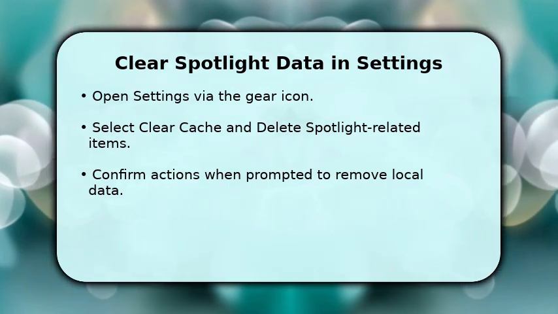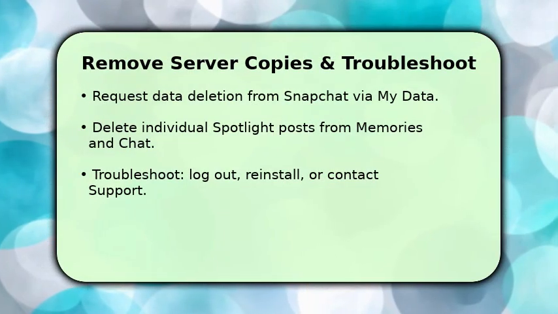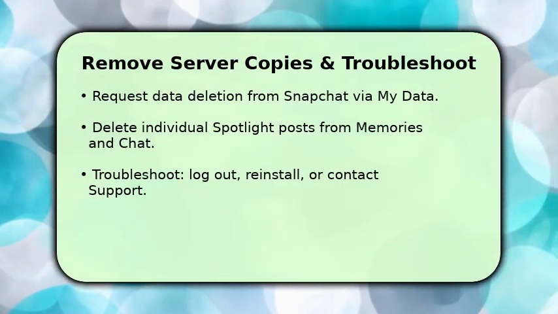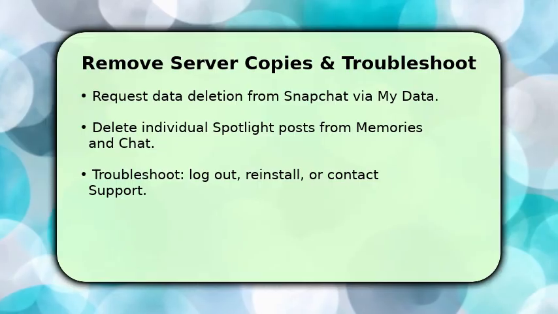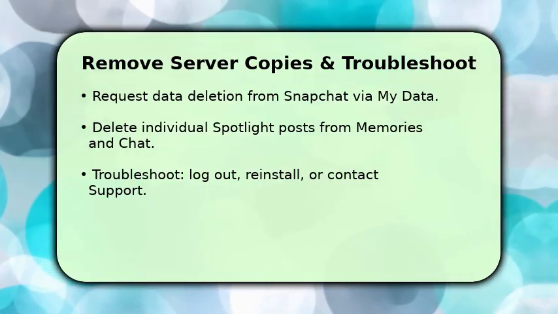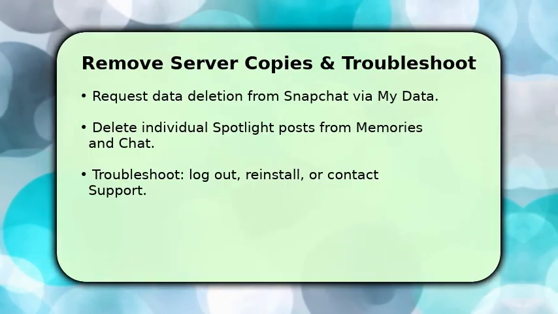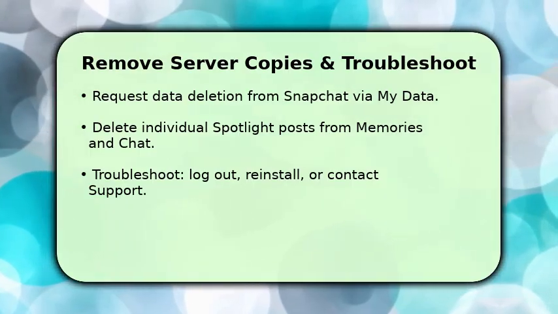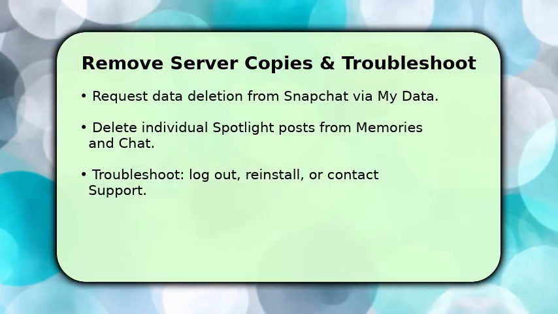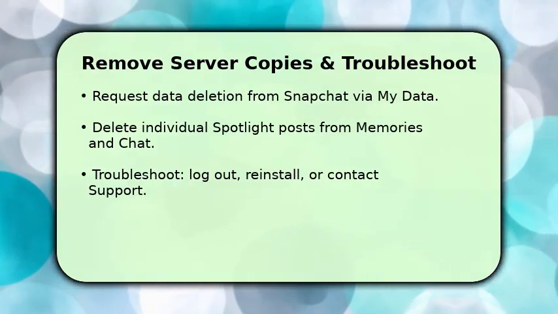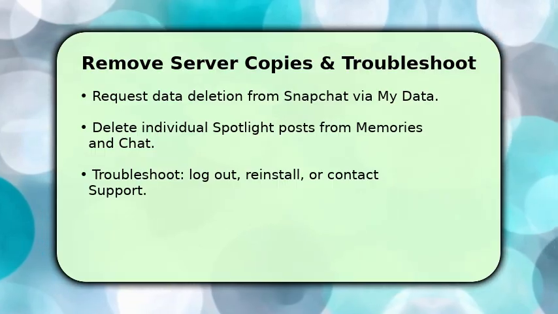Finally, request removal of server copies by using Snapchat's My Data portal or contact support directly to request Spotlight history deletion. Include date ranges and post ID if known. Also manually delete any Spotlight posts in Memories and clear related chats. Once finished, log out and log back in to confirm changes.